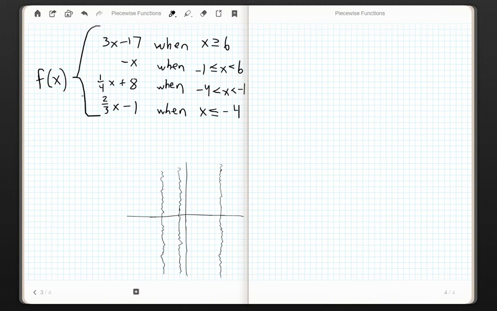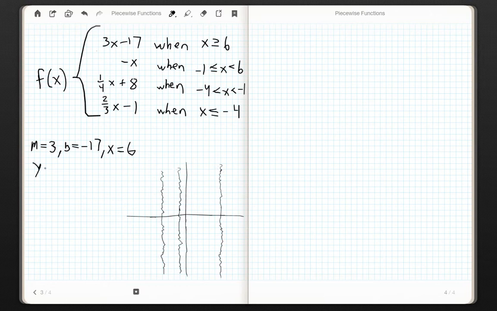So there's a lot we already know here. We know that we have a slope of 3 in this line. We have a y-intercept of negative 17. And since it's only included where x is greater than or equal to 6, it starts right at x equals 6. We know it's going to start on this line where x equals 6. We don't know the y value. We don't know where on this line it's going to start. So that's what we have to find.